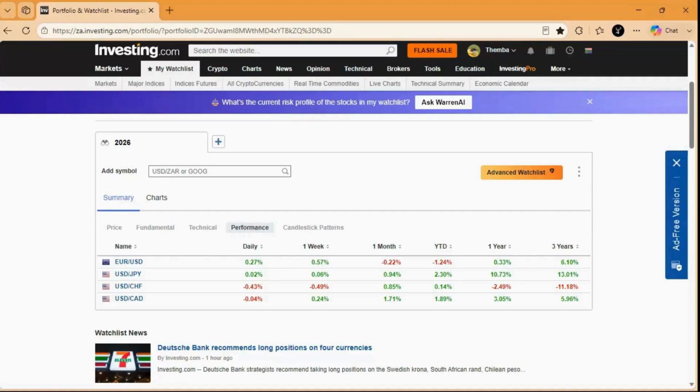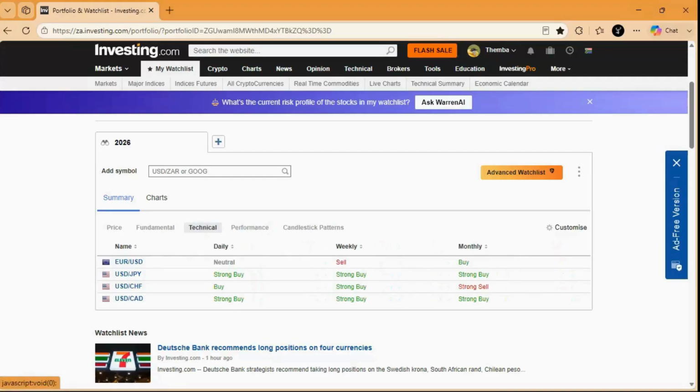When we go to technicals, it indicates that this month is buying, this week is going to sell, and daily it is neutral. We don't know what is going to happen. So no entries. When the daily is neutral, we don't take entries. So let's go analyzing.